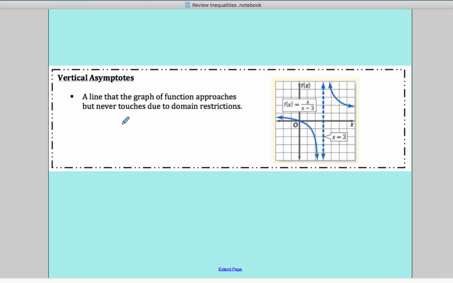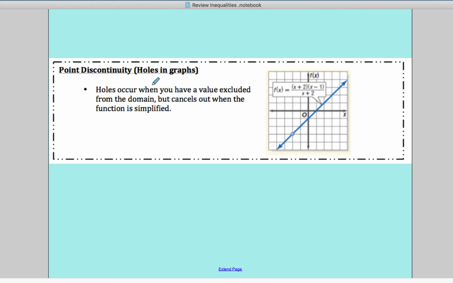The first one is our vertical asymptote. It's a line that the graph of the function approaches but never touches due to a domain restriction. So we looked at this example. We have x minus 3 in our denominator. So since our denominator can't equal 0, x cannot equal 3. So that's why we have a vertical asymptote at x equals 3. Our function itself will never touch it. Then our point of discontinuity is also referred to as a hole.